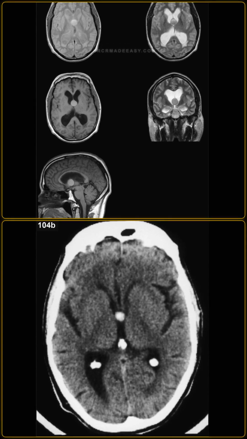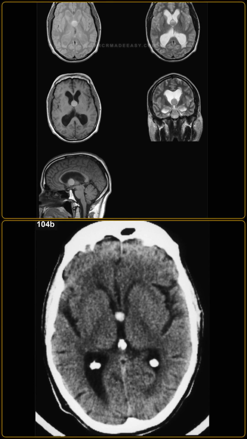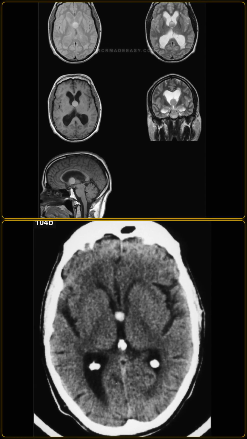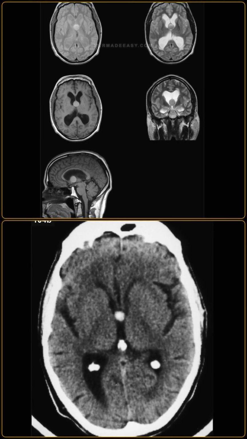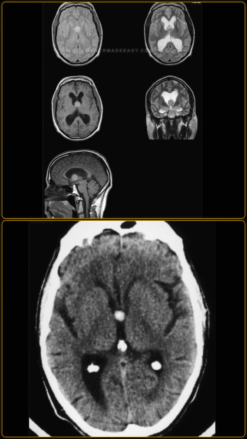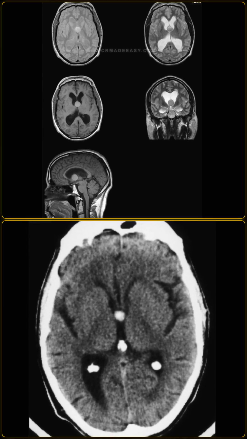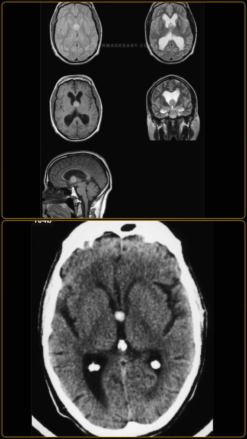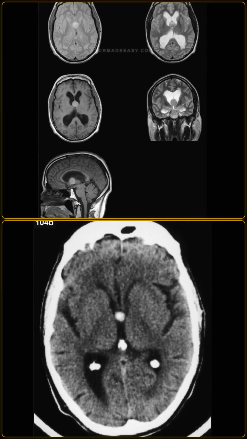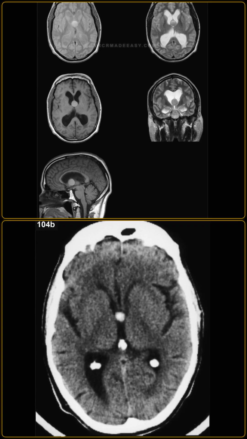A basilar tip aneurysm is a critical vascular differential that can mimic a colloid cyst on unenhanced CT. However, it demonstrates flow voids on MRI. Meningiomas show intense uniform contrast enhancement and calcification, whereas arachnoid cysts are isointense to CSF on all sequences. Dermoid cysts contain macroscopic fat, showing low attenuation on CT and mixed signal with fat suppression on MRI.